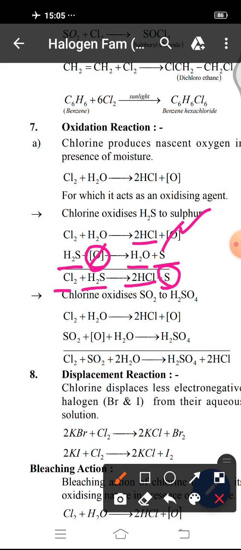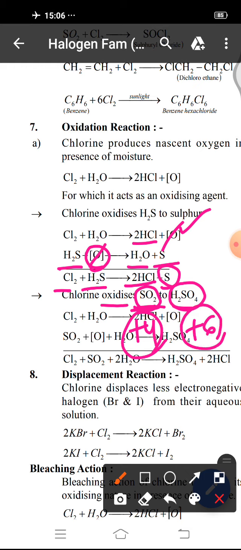Then when chlorine reacts with SO2, it oxidizes SO2 to H2SO4. In SO2, the oxidation state of sulfur is +4, and in H2SO4, the oxidation state of sulfur is +6. That means it oxidizes sulfur from the +4 oxidation state to the +6 oxidation state.